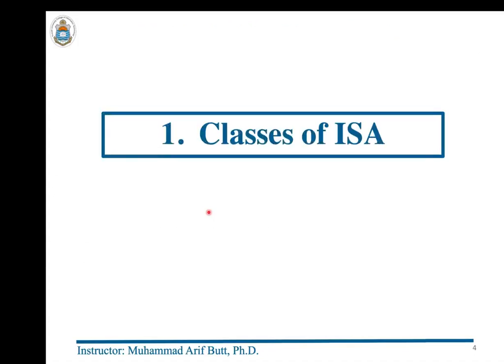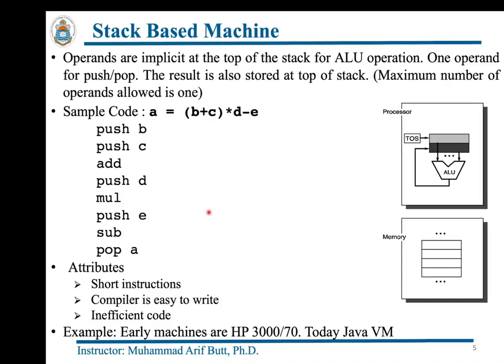And let us start with the different classes of ISA. I will discuss 4 classes in today's session: the stack based, accumulator based, register and register memory. Well, dear students, in case of a stack based machine, the operands are implicit at the top of the stack for all the ALU operations.